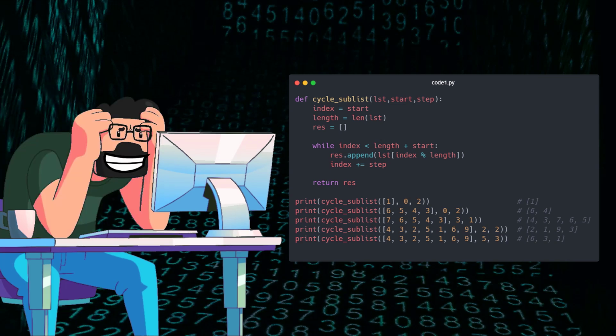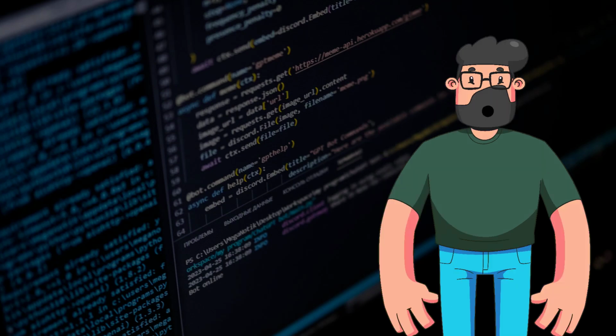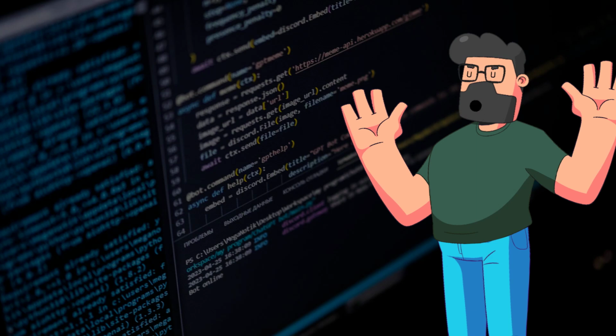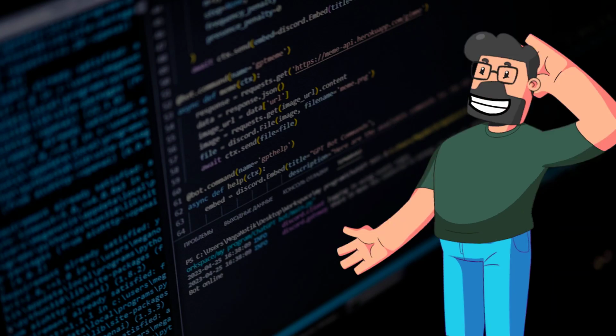desired sublist effectively. In summary, the cycle_sublist function elegantly solves the cycle detection problem within the list iteration. By leveraging the modulo operator and a straightforward loop structure, the function successfully generates the sublist as required. Next time you encounter a similar challenge, remember this neat solution to effortlessly handle cycles in lists.